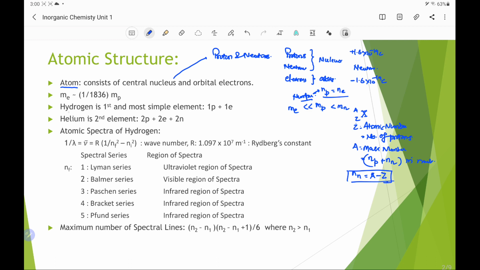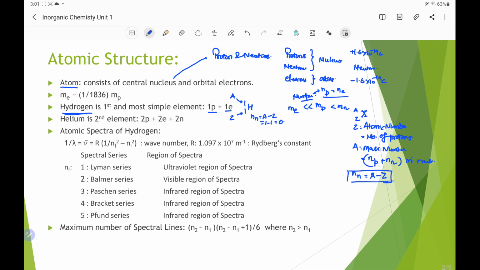The simplest element is hydrogen. It has one proton, one electron and it does not have any neutron, and symbolically it is written as 1H1. The atomic number is 1 for hydrogen, that means it has only one proton in the nucleus and one electron in the orbit. The mass number is also 1, so the number of neutrons will be A minus Z, that is 1 minus 1, which is 0. So the number of neutrons in hydrogen is 0.